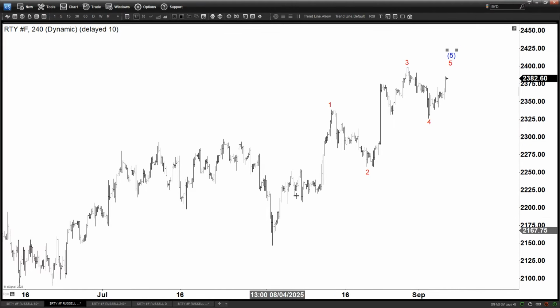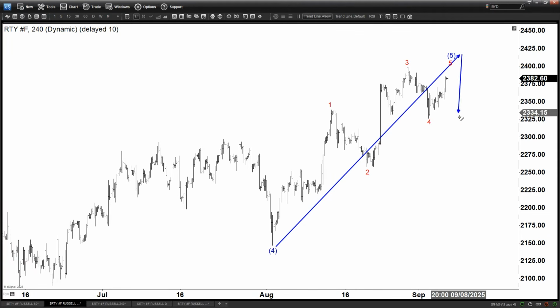So the starting point of the rally in the 1, 2, 3, 4, 5 is right here. So that will be a 4 in blue here, right? So basically we're going to be ending this cycle at the least after we make a new high above here, and then at minimum we can get a 3-wave pullback, which is correcting this entire rally from August. That's at minimum. We're going to see something like this once we finish this cycle.